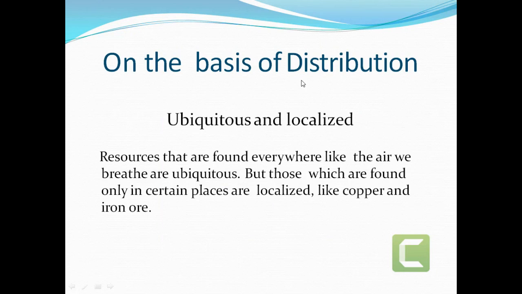Now on the basis of distribution. On the basis of distribution, resources are classified as ubiquitous and localized. Resources that are found everywhere, like the air we breathe, are ubiquitous, but those which are found only in certain places are called localized, like copper and iron.